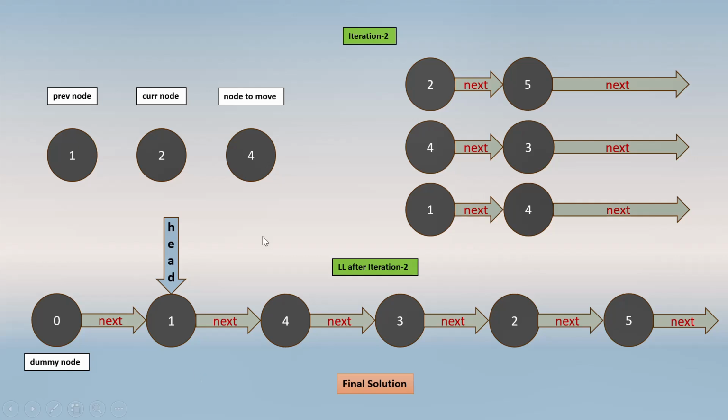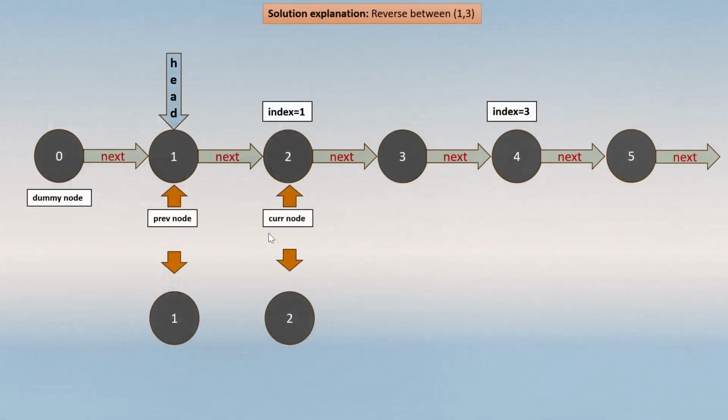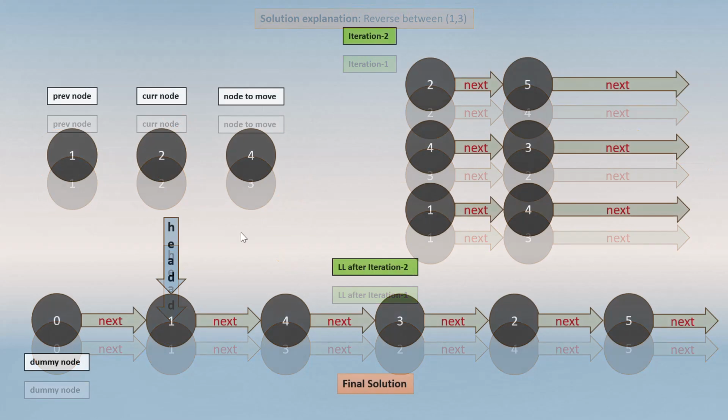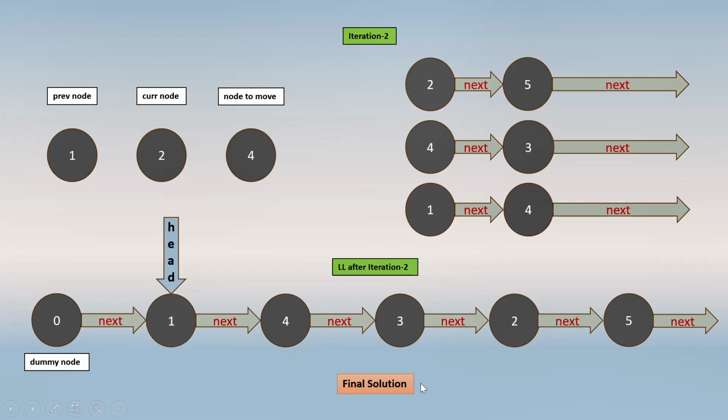Okay, so if you observe here carefully, we wanted to reverse this part of linked list starting from index 1 to index 3. So after completion of 2 iterations, in this case, this is how our linked list will look like. And if you observe this, at index 1 we have value 4, at index 2 we have value 3, and at index 3 we have value 2, which is in reverse order.